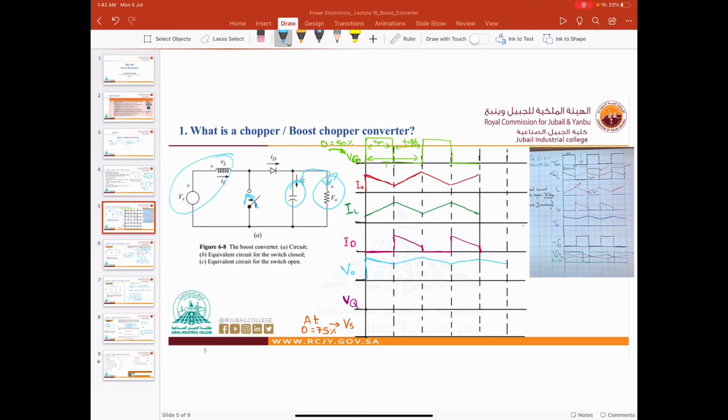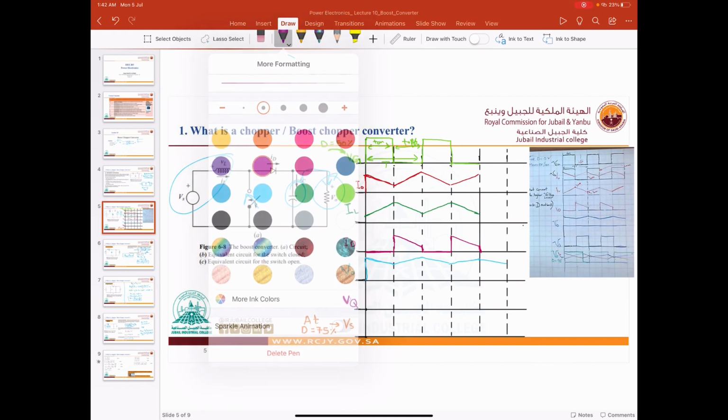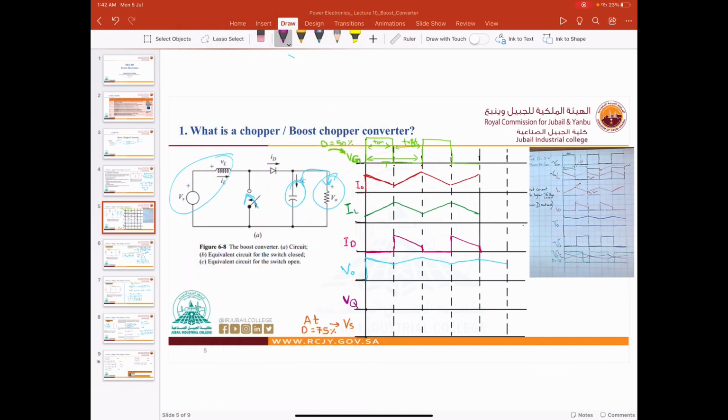Okay, now for the switch, of course, when the switch is closed, then there is no voltage, right? When the switch is open, then we have voltage, of course.